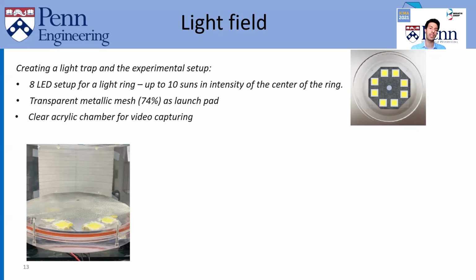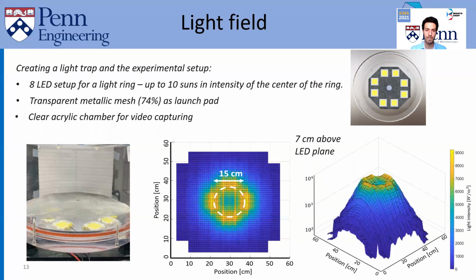Okay, you can see the chamber here with the metallic mesh and the sample on top, and the LED arrays under the chamber from the outside. Okay. Next step that we did is that we made sure that we indeed have created the light trap, aka this potential well that the sample cannot easily climb and fly away. These are all measured values. And you can see that we have created this 15 centimeter disk area that we can potentially trap the sample in, and the intensity goes pretty high.